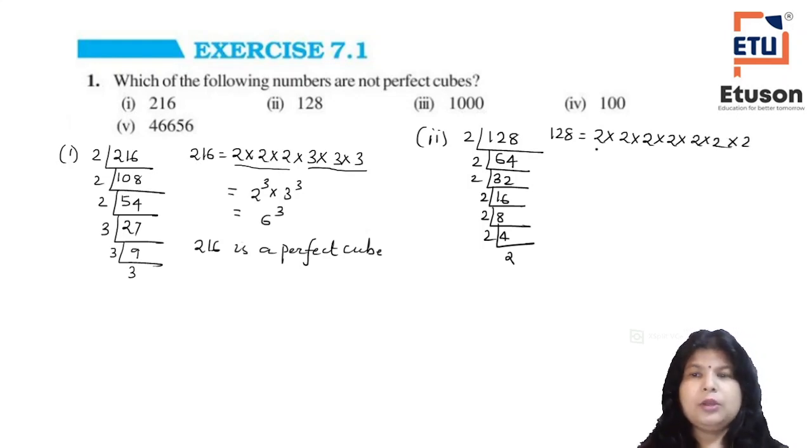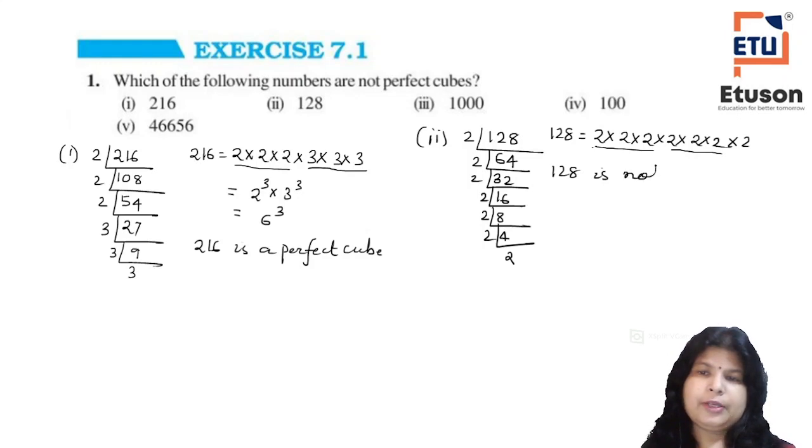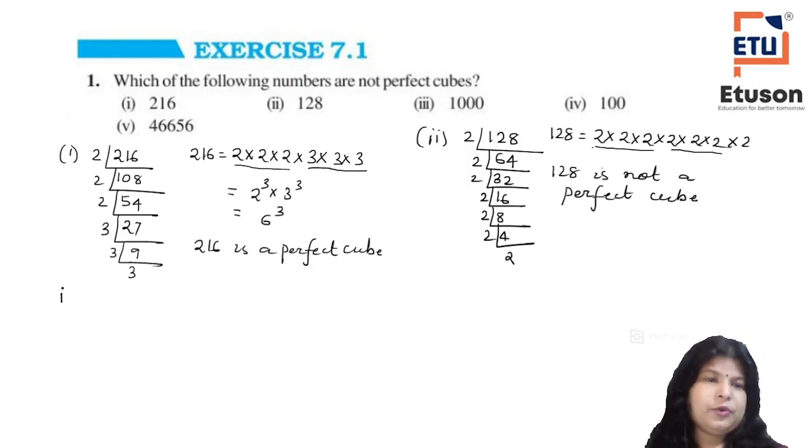So 128 is equal to 2 into 2 into 2 into 2 into 2 into 2 into 2. Now, how many 2's you have here? You have 7 2's. Let us form a set of 3. So here one set and second set. Now you are having one extra 2 which cannot be included to form a set of 3. Correct or not? So 128 is not a perfect cube.